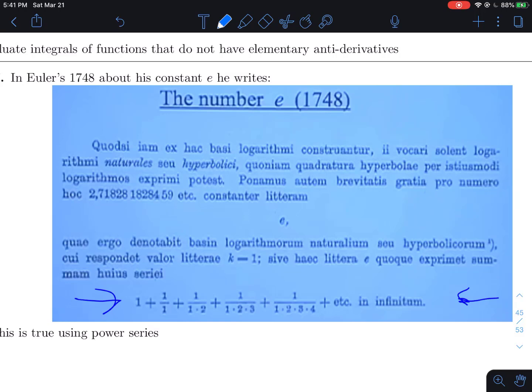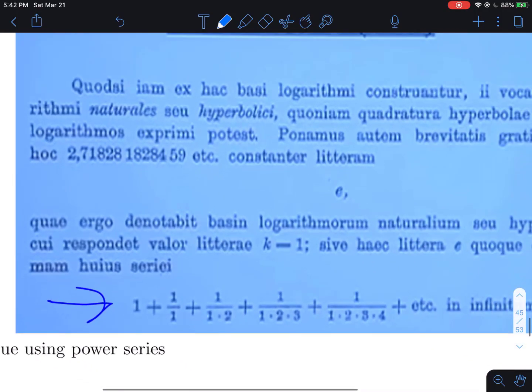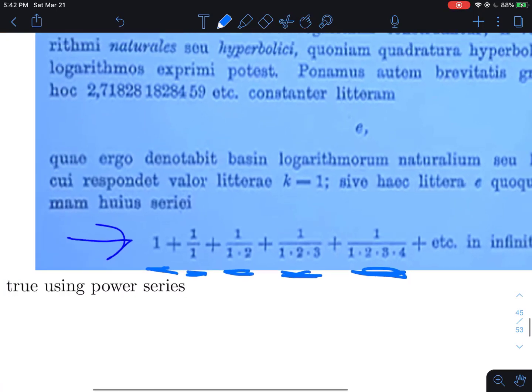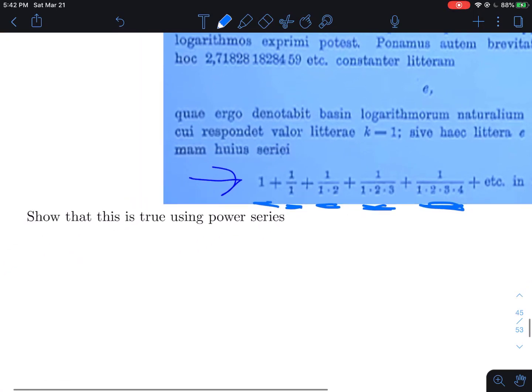And if you want to calculate e at home, he gives the decimal expansion, quite a few digits there. But he says, if you want to calculate e at home, here's how you do it with this infinite series: 1 plus 1 plus a half, and so on and so forth. And you have to say, well, where does this come from? Why is this true? And actually, we can prove this using the power series for e to the x. So that's what I'd like to do in this first example right here. So this is true using the power series for e to the x.